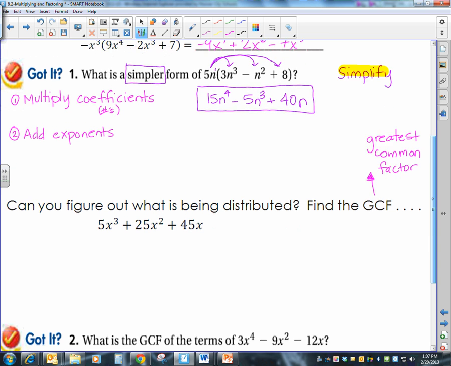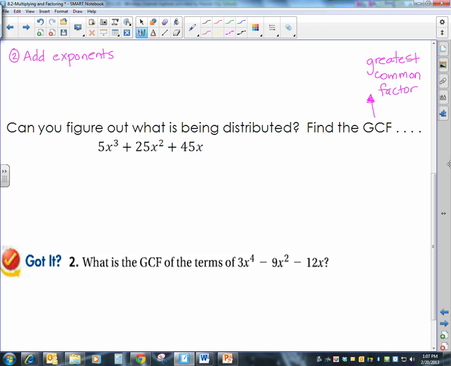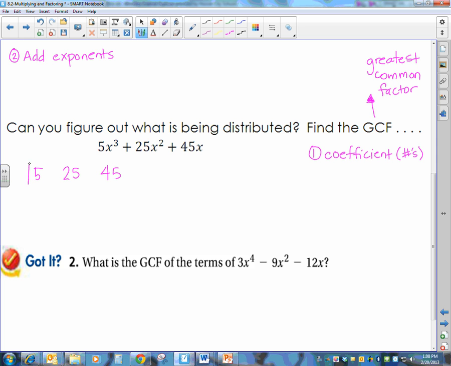Okay, and to find our greatest common factor, we're going to go through a two-step process. The first one we're going to do is we're going to go look at our coefficients again. Remember, those are the numbers before the variables. Okay, how do we do that? We're going to write down our coefficients that we start off with. I'll do it over here. So I have 5, 25, and 45. Okay, and to find the greatest common factor, we're going to divide. We're going to say what number goes into all three of them. Hopefully you see that's 5. 5 goes into 5 one time.